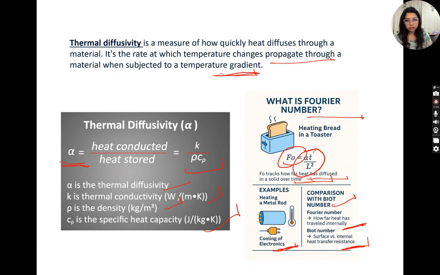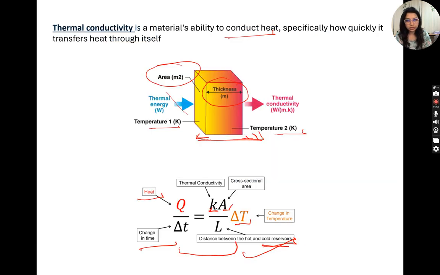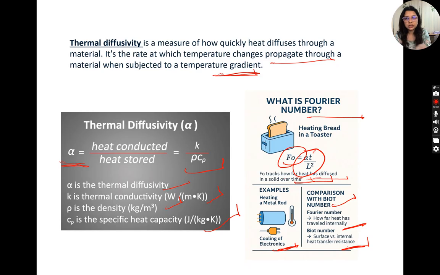And of course, the unit for both of them is different. Heat conductivity is the material's ability to conduct heat. Diffusivity is the rate at which temperature changes or the heat propagates. It's two different phenomena. Conductivity, increasing or decreasing, gives us an idea about how a material behaves. Some materials have high conductivity and some materials have low conductivity.